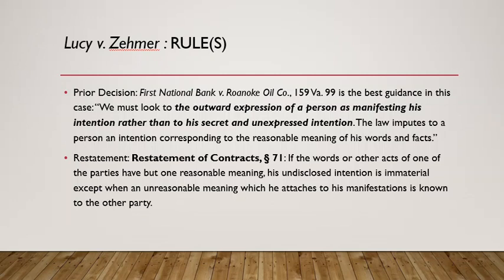Restatement of Contracts, Section 71 says, "If the words or other acts of one of the parties have but one reasonable meaning, his undisclosed intention is immaterial except when an unreasonable meaning which he attaches to his manifestations is known to the other party."